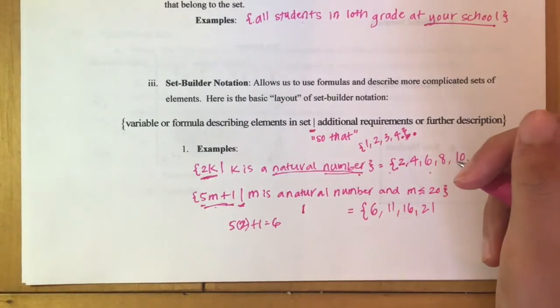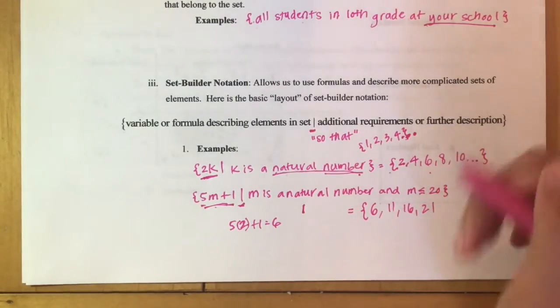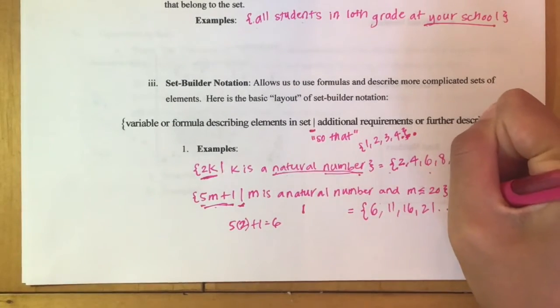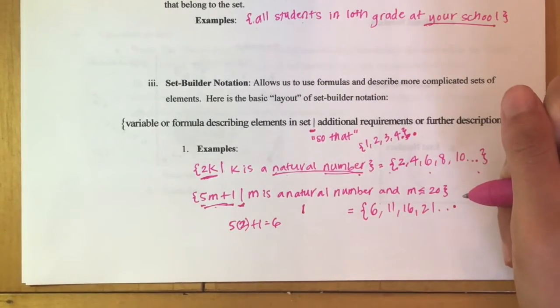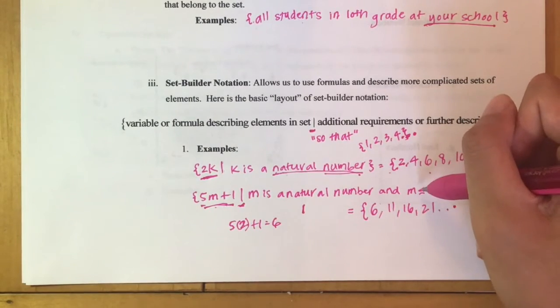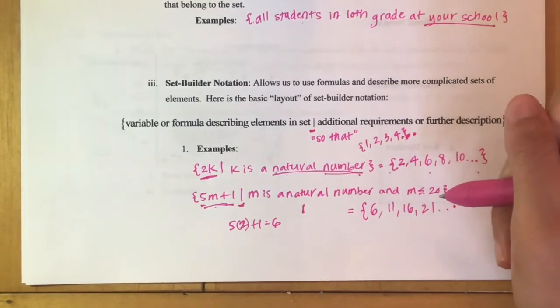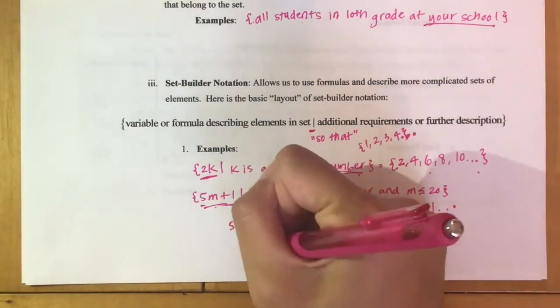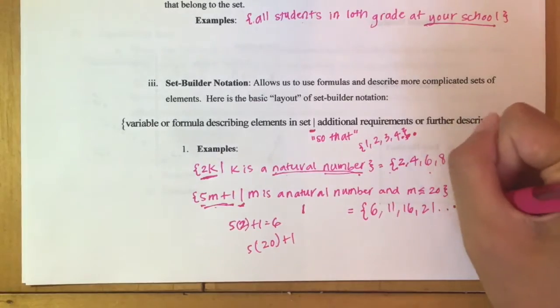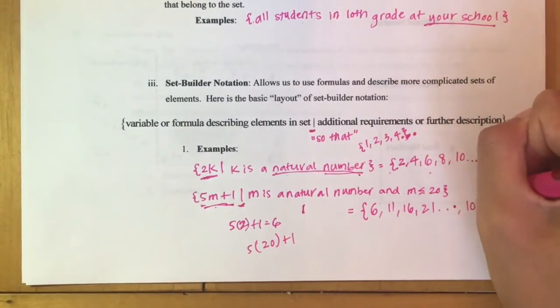But since there are actually a lot of elements in this set, and there's also a pattern, we're going to do ... and just go straight to the last element in the set. So since m should be less than or equal to 20, the biggest that m can be will be 20. So if we plug it in, you should get 101 for the last element.